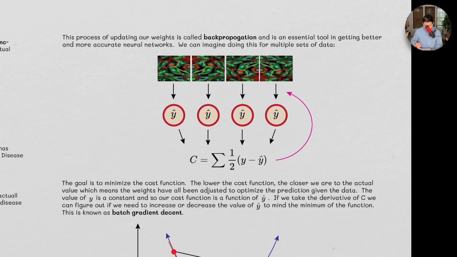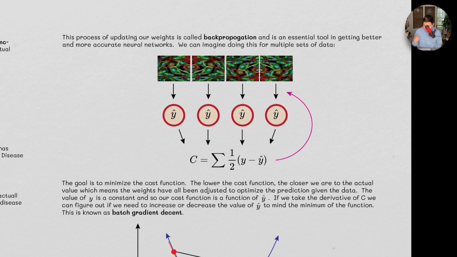This process of updating our weights is called backpropagation. This is an essential tool in getting better and more accurate neural networks. We can imagine doing this for multiple sets of data. So we have all this data, and this data is going to be associated with some y hat value, this data with some y hat value, this one with some y hat value, and this one. We can pool all this together then.